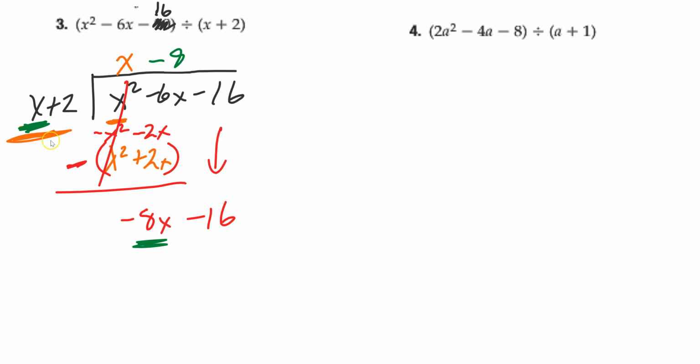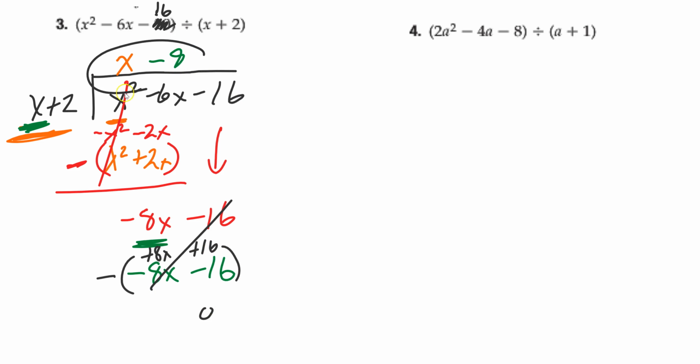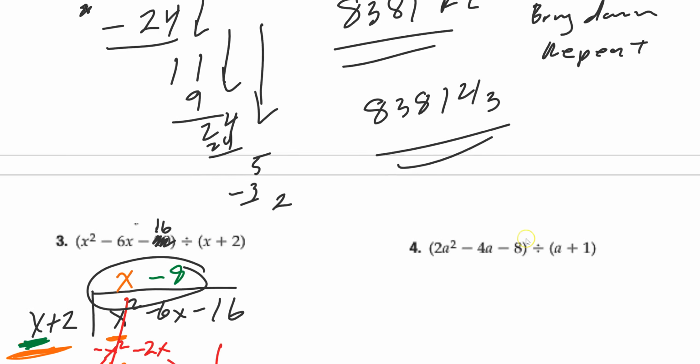Negative 8 multiplied by both of these, and I get negative 8 times x is negative 8x. Negative 8 times 2 is negative 16. Again, we are subtracting. So it's minus, distribute, you get positive 8x and positive 16. They cancel out. I get no remainder. Answer is just x minus 8, which is the exact same thing I got over here, right?